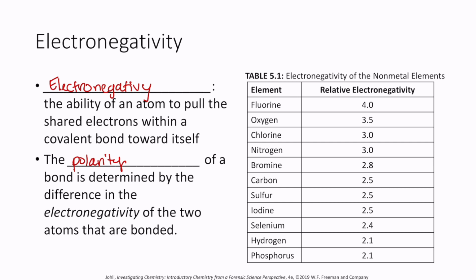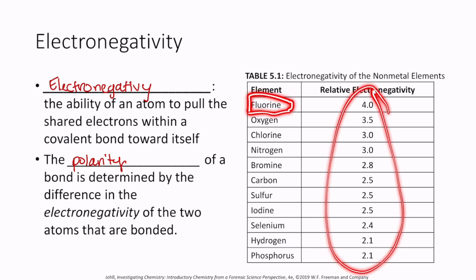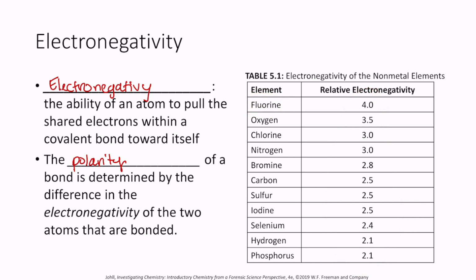And here is a table of electronegativities. Fluorine is the most electronegative atom, and it decreases as you go down and across the periodic table. So, francium is the least electronegative atom.